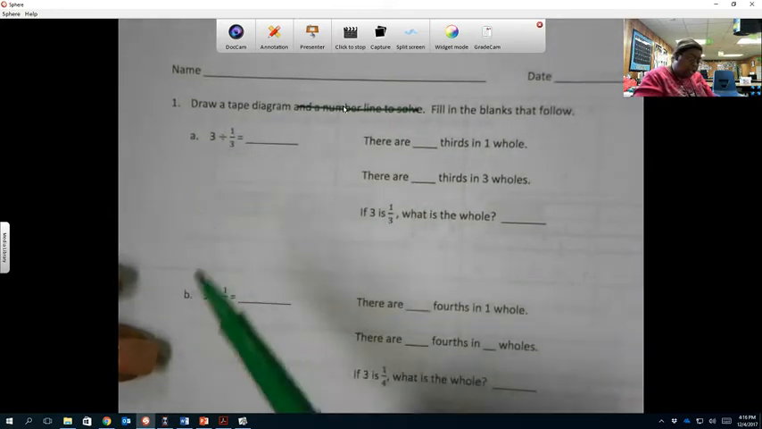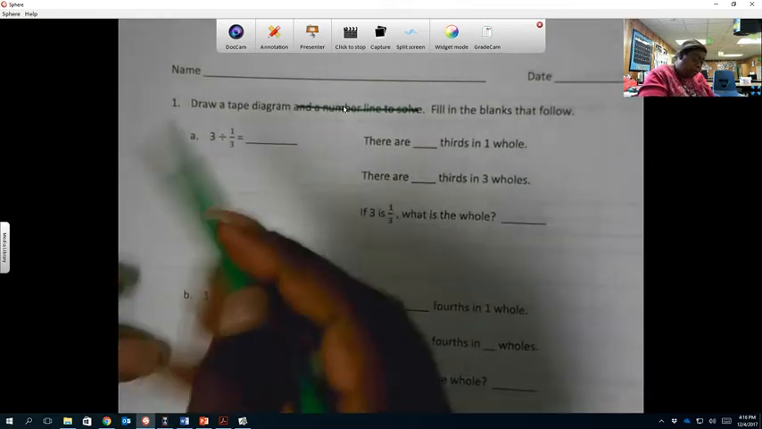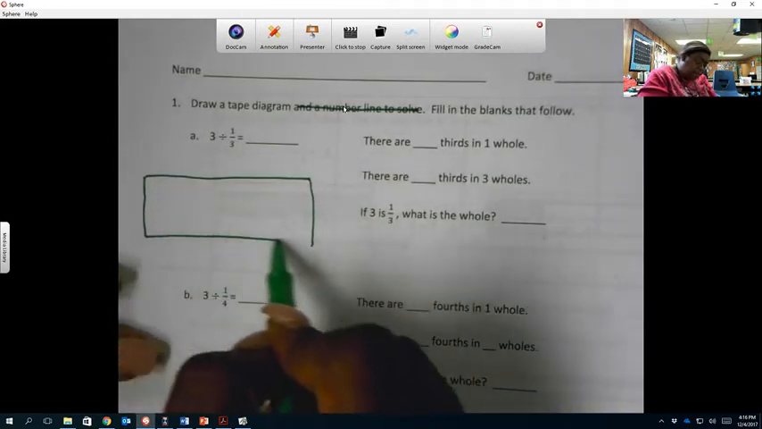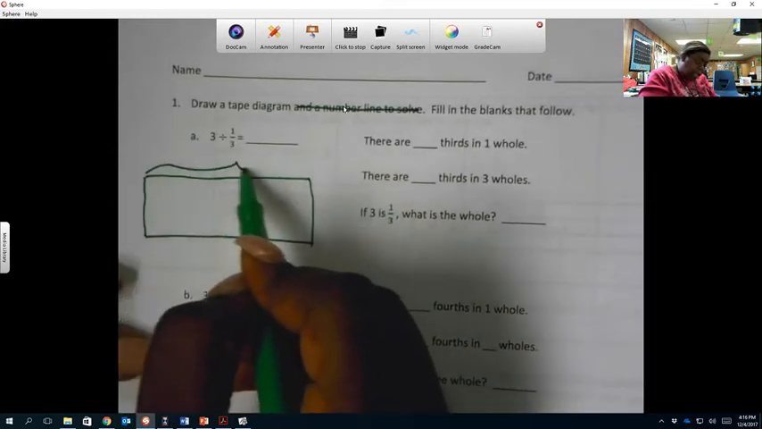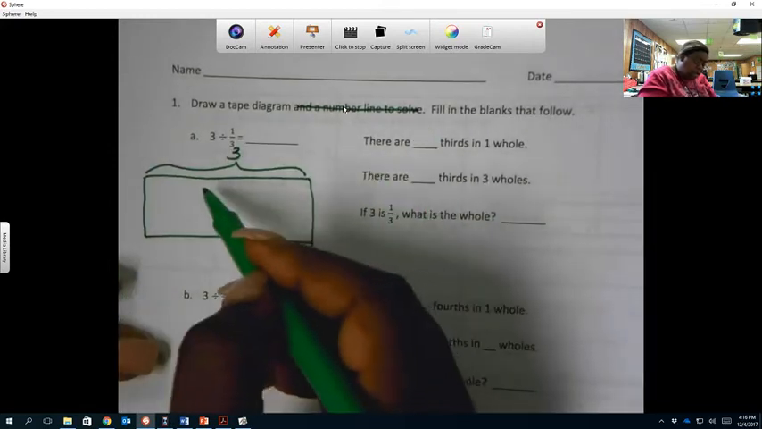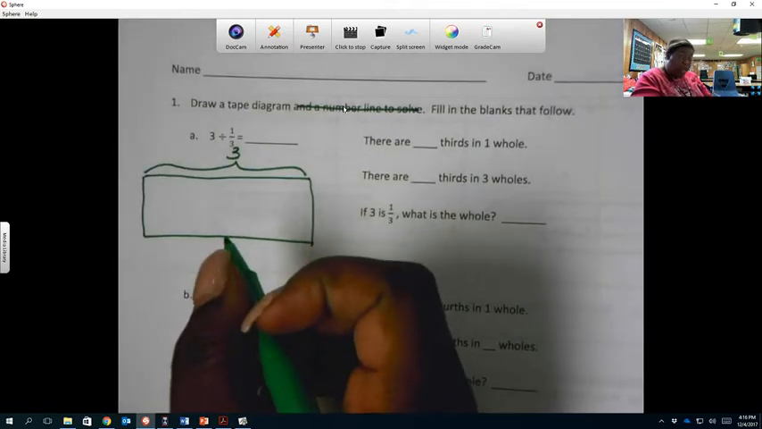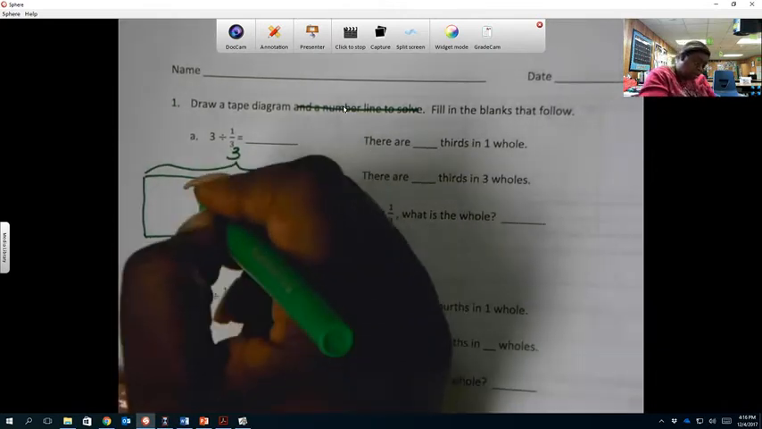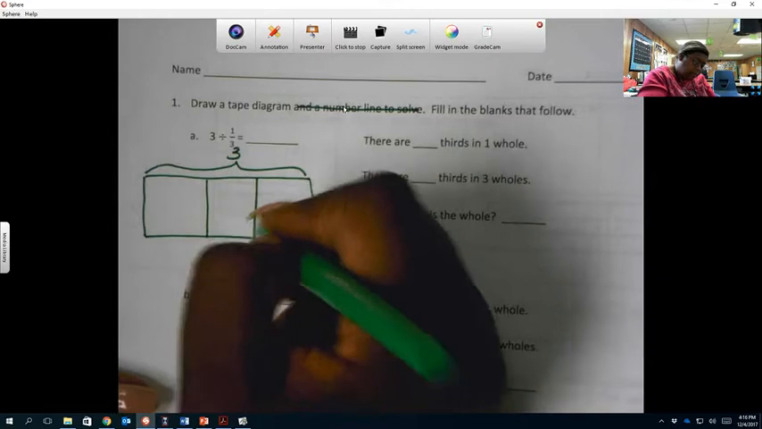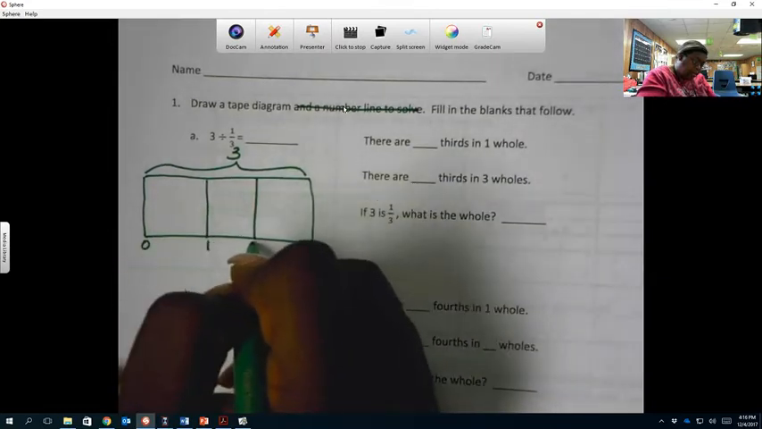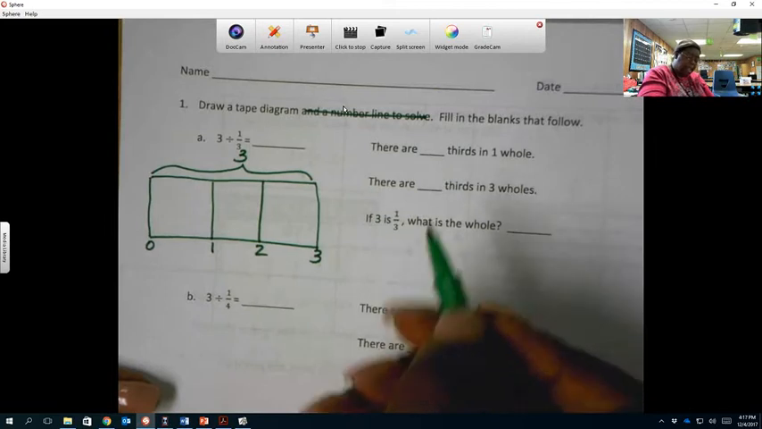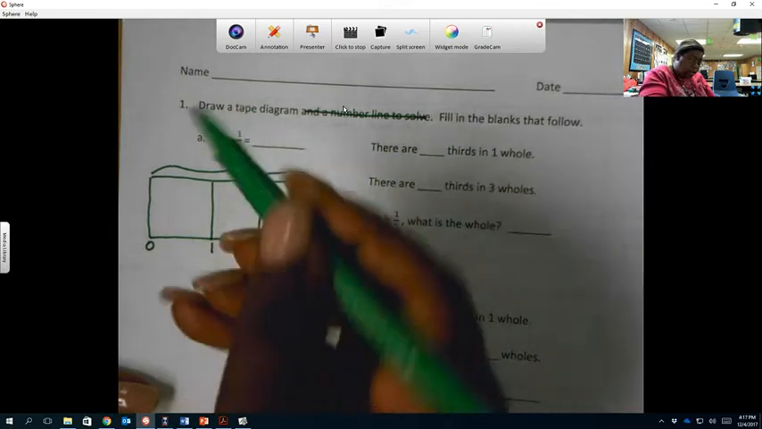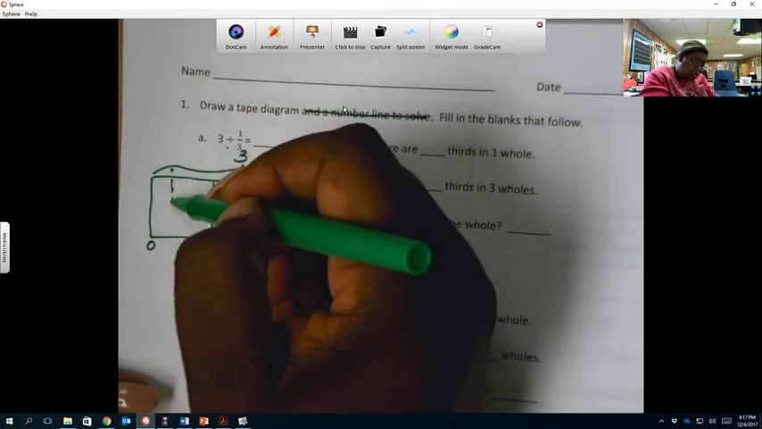So let's start with letter A, 3 divided by 1/3. So I'm going to draw my tape. And I'm going to label my tape 3 because that's my whole. Instead of, like we did last week, dividing it by the denominator, we're going to divide it by the number of wholes we have, which is 3. And then go ahead and label. Okay. So now we read the rest of our problem, and it says 3 divided by 1/3, which means we're going to be dividing each whole into thirds.